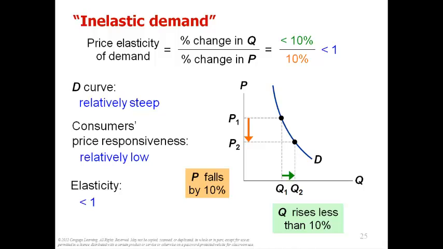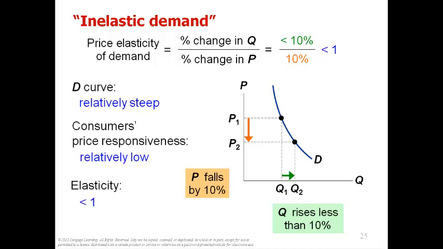An inelastic demand curve is a steep curve, and here it just shows you that the percentage change in quantity demanded is less than the percentage change in price. So the ratio of these two things is going to be less than 1 when you divide the percentage change in quantity demanded by the percentage change in price.